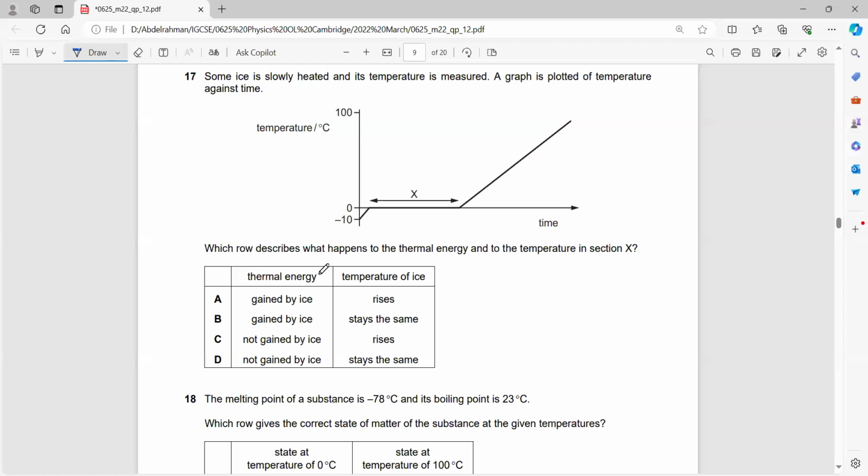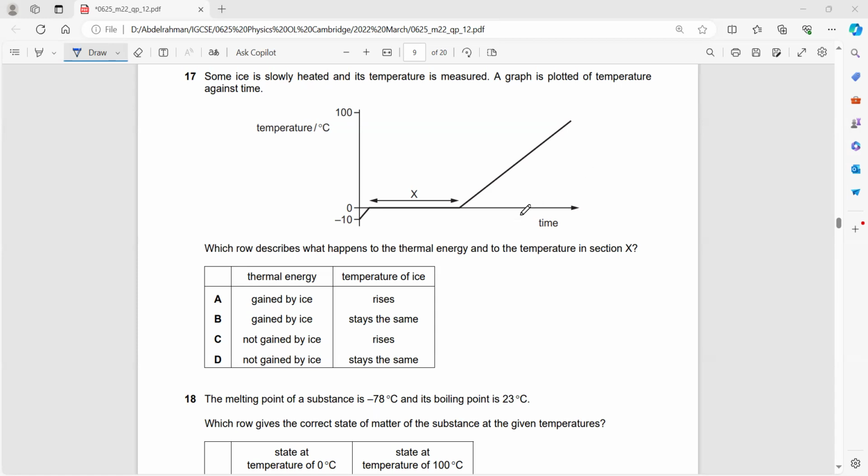Some ice melts. He slowly heated it, then he needs to know what's happening in this region, in section X. What's happening to the ice? Does the ice gain energy or does it not gain energy? I think the ice would gain energy.